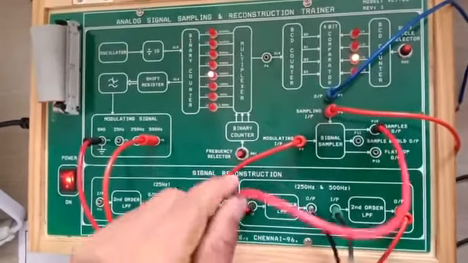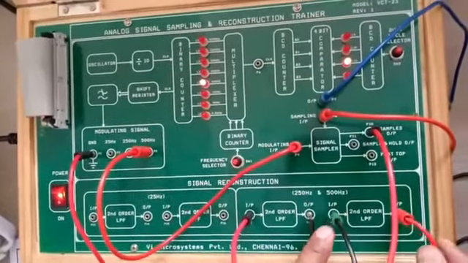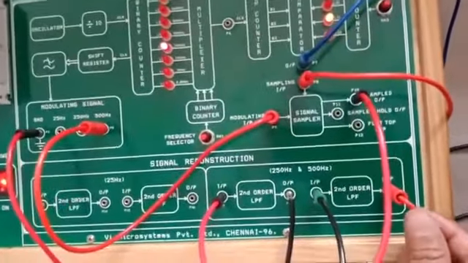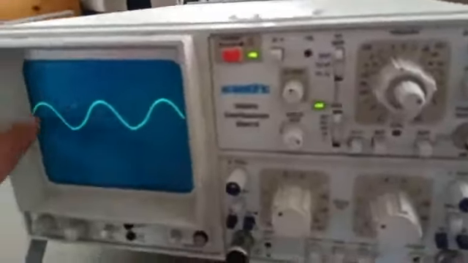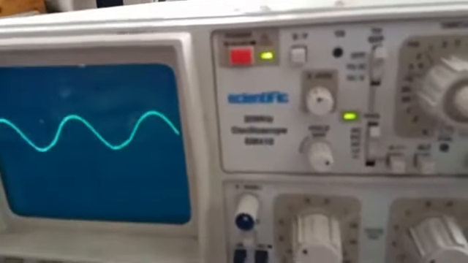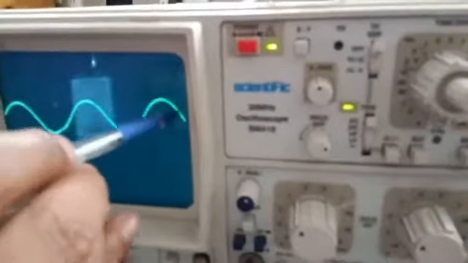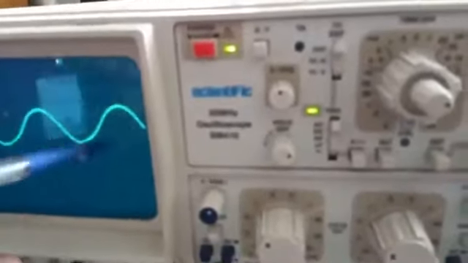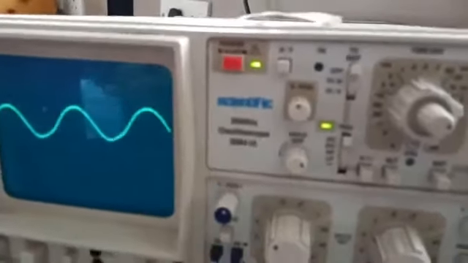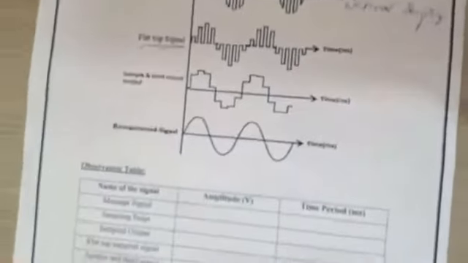Okay, so here the first stage output is connected to the second stage input, and finally you take the output from the second stage. At the second stage now I am going to connect the CRO, and after connecting, this is the reconstructed output. This reconstructed output is the original analog signal, right? Here also you take the amplitude as well as time period for the graph. Okay, so this is the observation table, and this is the model graph.